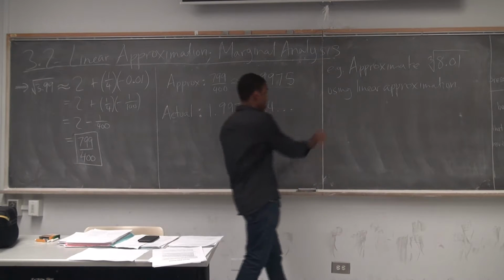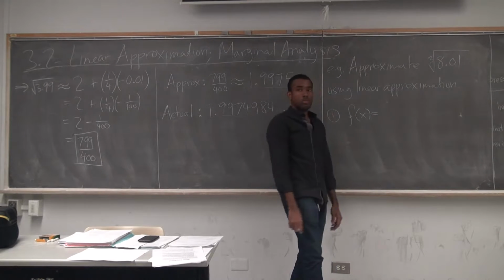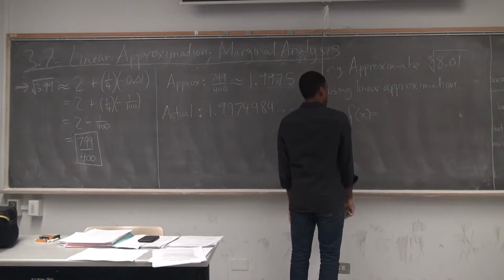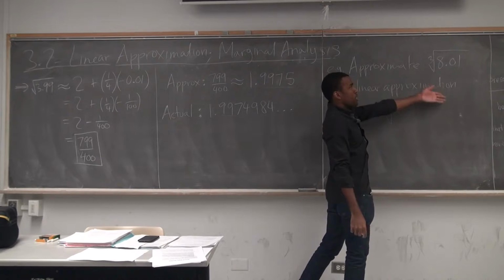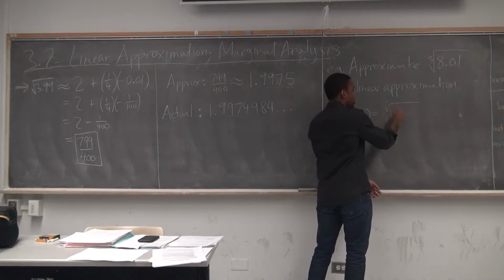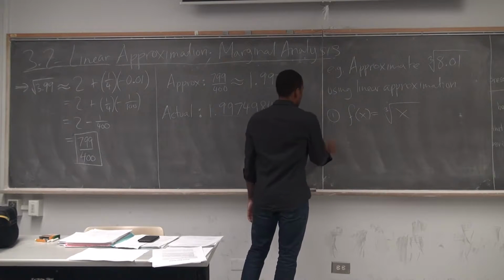Set up a function. So the first thing I'm going to do is set up a function. F of x equals square root of x. No, cube root, sorry. Cube root. Right? I want to figure out the cube root of something. The cube root function seems to be a nice function to use.